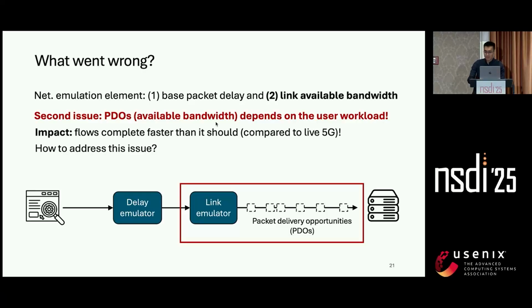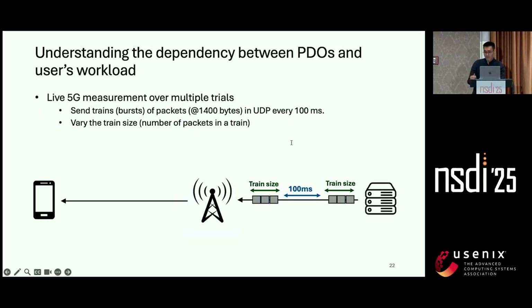So, how do we tackle this problem? This is a challenging problem to solve, as remember, the whole point of record and replay is to record one trace and replay that trace under a variety of applications. If the trace depends on the workload, is it feasible to do record and replay? To find a viable approach, we have to first understand the dependency between the PDOs and the user workload.